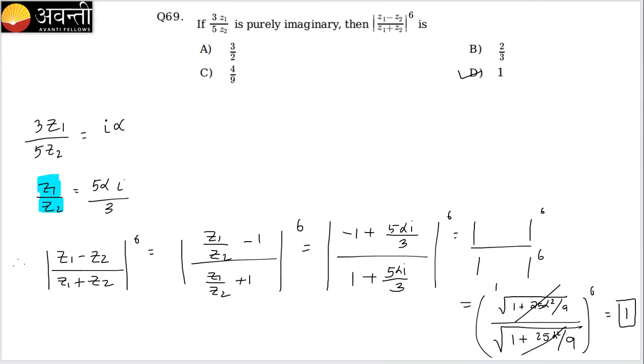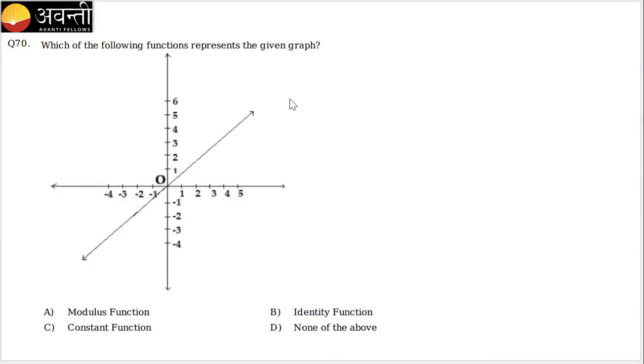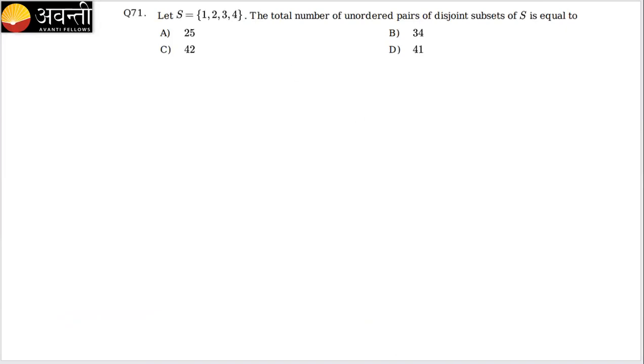Let's move on to the next question. This is a very simple question. Which of the following functions represents the given graph? As you can see, this graph is basically y equals to x. So y equals to x, that means it is an identity function. As we all know, y equals to x is an identity function. So option B. Let's move to the next.